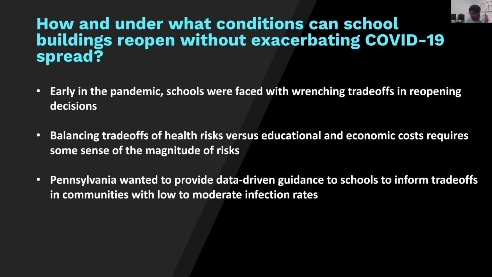And once again, this is work very, very early on in the pandemic. And so early in the pandemic, schools were faced with some very wrenching trade-offs on reopening decisions. They had to balance trade-offs between health risk versus educational and economic costs. And there was some need for a sense of magnitude of the different risks and for different strategies. And so this was work for the state of Pennsylvania, and Pennsylvania wanted to provide data-driven guidance to schools to inform trade-offs in their communities with low to moderate infection rates.